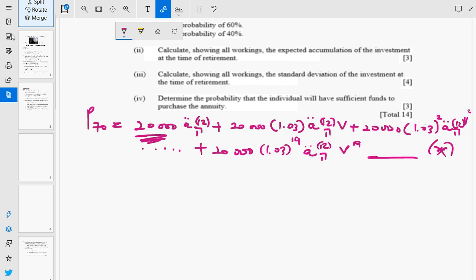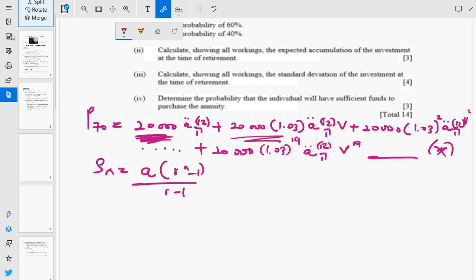Now I'll be sitting there and say, oh my gosh, how am I going to evaluate this? Well, it's actually quite easy if you notice the pattern here, because we actually have a geometric progression. And remember, the sum to n terms of the geometric progression is given by a times r to the n minus 1, over r minus 1. Now your r is your common ratio, and it's given by your second term divided by your first term.